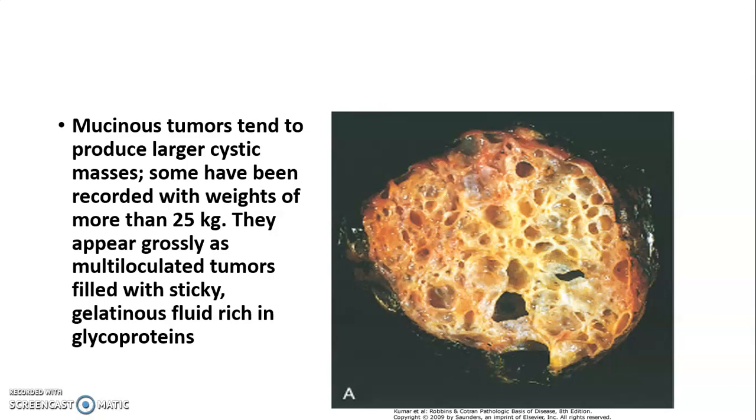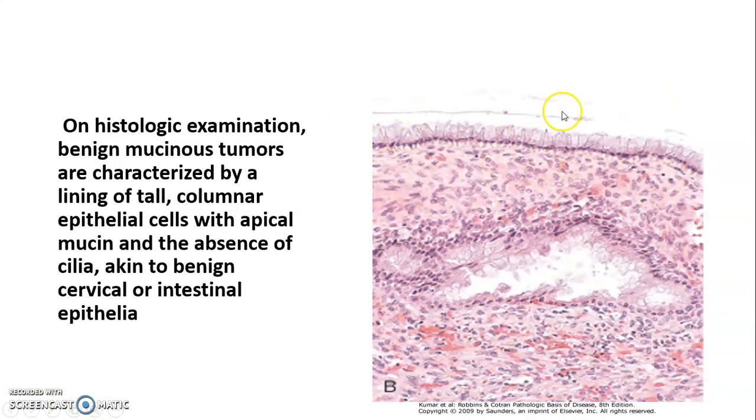Whereas the serous tumors have unicystic swelling. A single cyst is most common in this, while in mucinous tumors, multiple cysts. It is a multiloculated tumor and it is filled with sticky gelatinous fluid rich in glycoprotein. So the material is mucinous or sticky gelatinous fluid, while in serous tumors, there is serous fluid. This is the microscopy of mucinous tumor. They are lined by tall columnar epithelial cells with apical mucin and absence of cilia, while in serous, low columnar with cilia.